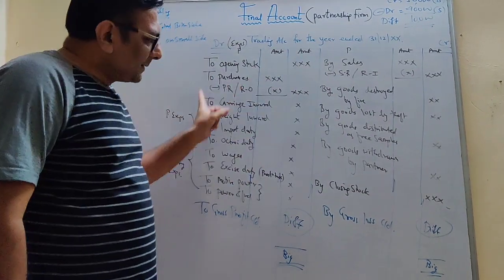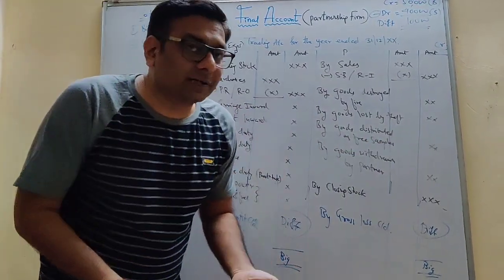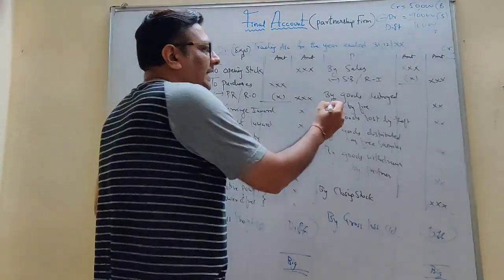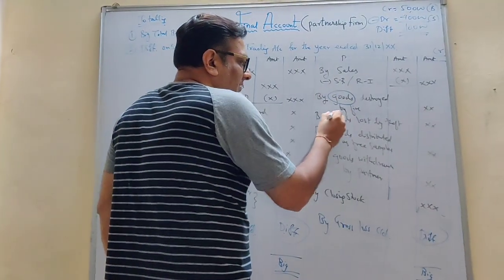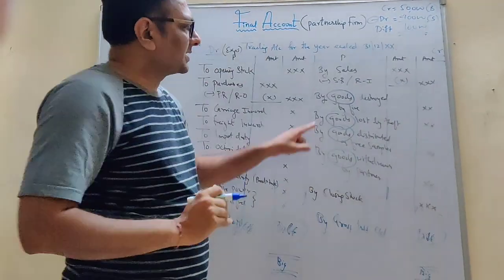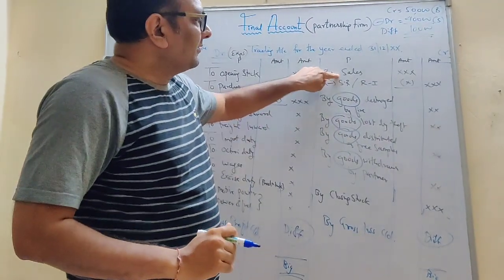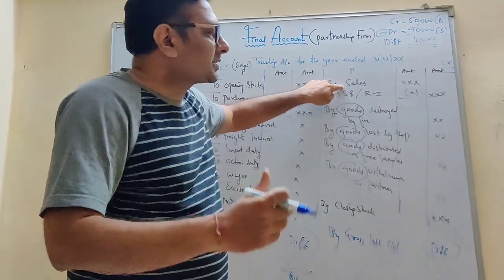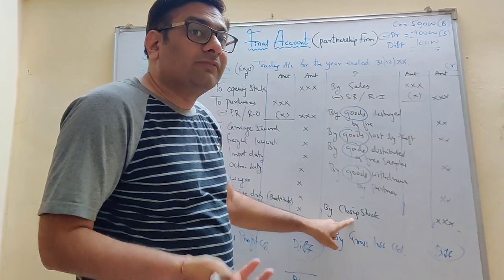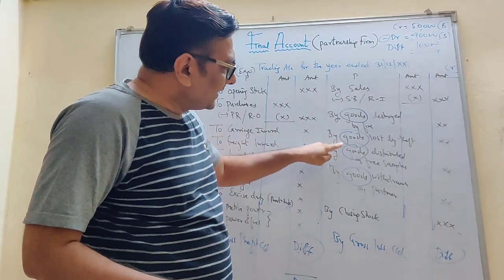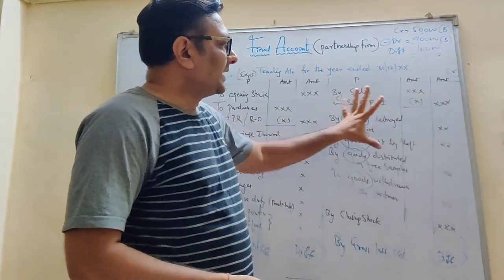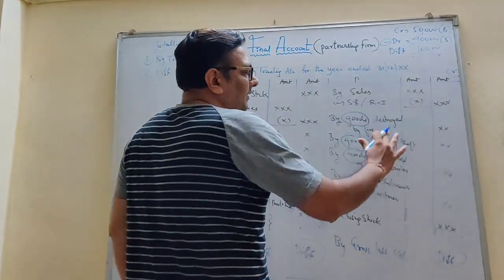This is the maximum entries which can come in the trading account. Also students, one more trick here. Anything which is related to goods will go in the trading account. This is a trick to remember. Even this, what are you selling? You are selling goods. Closing stock, it is a stock of goods. So all goods entries will come on the trading account credit side. Remember this way.